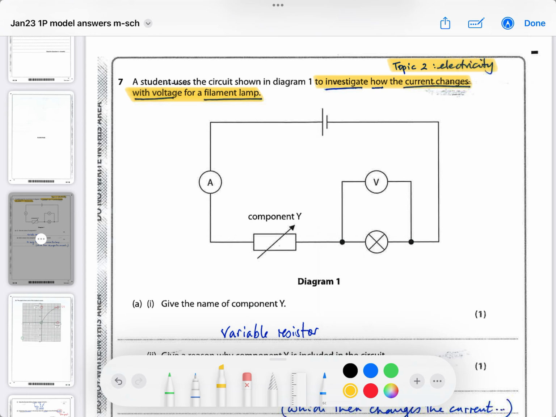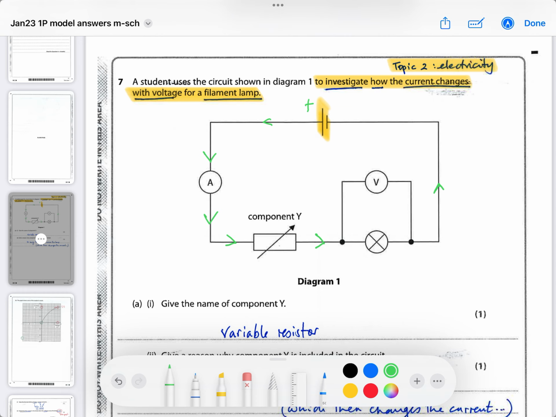So you see what's happening. There's a cell. You need to know these symbols, and you need to be able to draw them properly. So this is a series circuit, and you can see that the current flows. This is the positive terminal of the cell, the big line, and the current's going to flow through here, through the ammeter, through component Y, which you need to label. That's a variable resistor. And then it goes through the filament lamp.